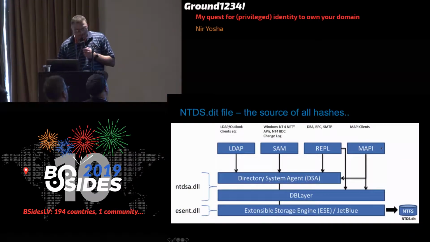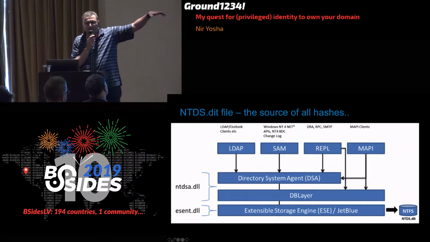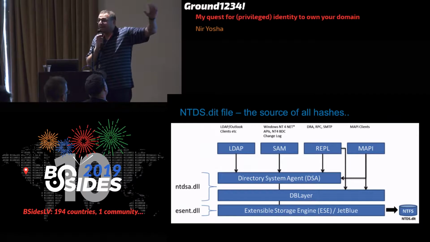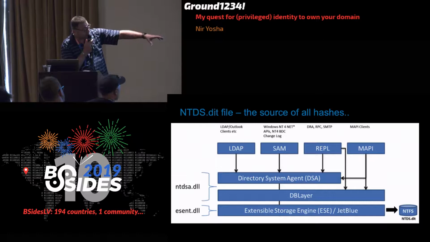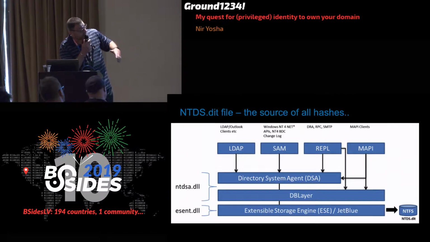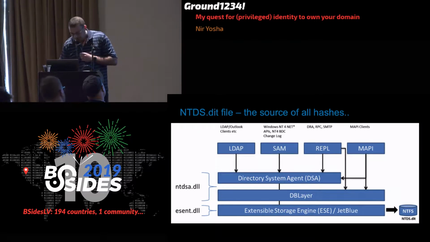All right, the next place hashes are located is NTDS.dit. This is basically the database of Active Directory, and it sits on every domain controller. This is a block diagram of the schema. The way it works is it's basically a database based on ESE and JET Blue. And if you get a hold of that, you'll get a hold of the password hashes as well.